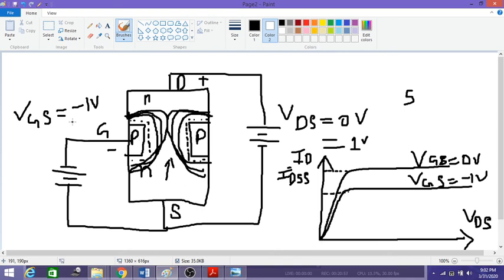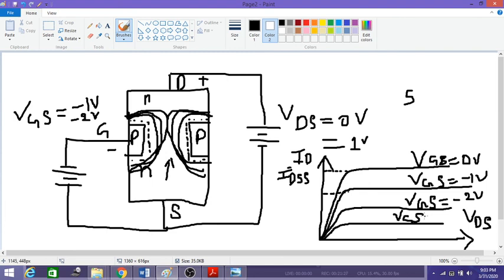Now as I increase VGS, say from minus 1 to minus 2 volts, it will reach saturation even before the earlier one. This is for VGS equal to minus 2 volts. Like this, if you continuously increase VGS, it will reach the saturation level earlier and earlier. You can consider it like this. I'll draw one more diagram later to help you understand in a simple way. So this is VGS equal to, say, minus 3 volts.